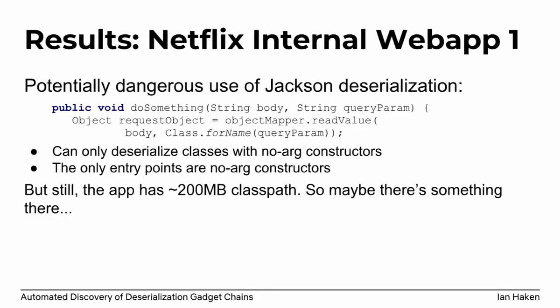The first app that I looked at was an app that was doing some unsafe deserialization with Jackson, where an attacker could specify what class we're deserializing and the whole payload. Because we're using Jackson in its default configuration, it can only deserialize classes with no-arg constructors, and the only entry points are going to be those constructors. But there's a 200 megabyte classpath on this app, so maybe there's something there. We spent a little while looking at it manually, and we couldn't decide, but it's kind of icky. We don't know if there's some random constructor out there that does something interesting.